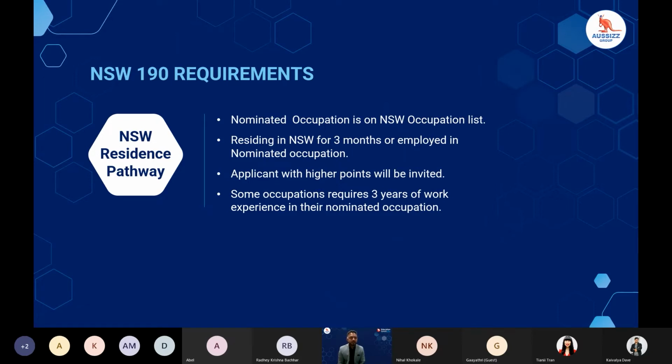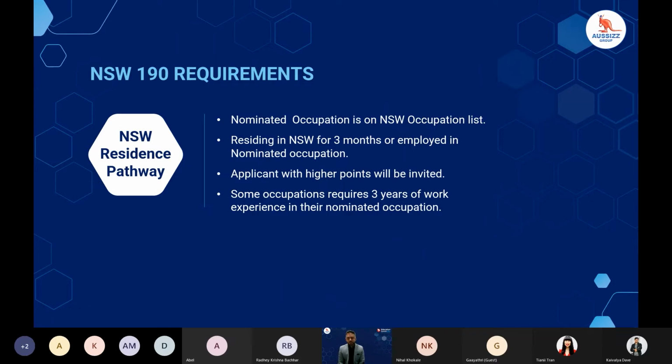So let's say you move from Victoria to New South Wales, but you're working in your field, you don't have to wait for 3 months to qualify for a New South Wales state nomination. As soon as you start working in a nominated occupation in New South Wales, even though you moved a week ago, that's completely fine. You can qualify for NSW state nomination.